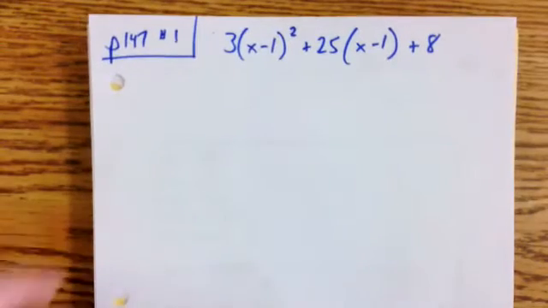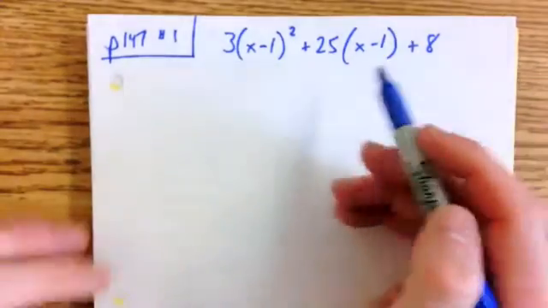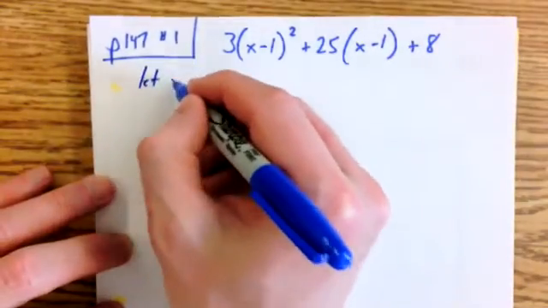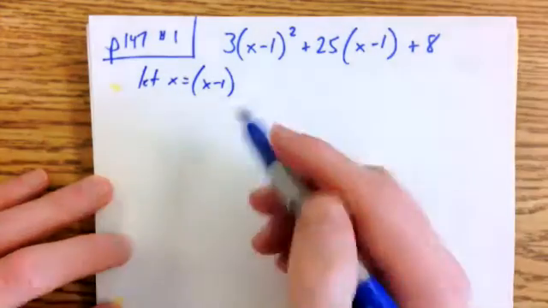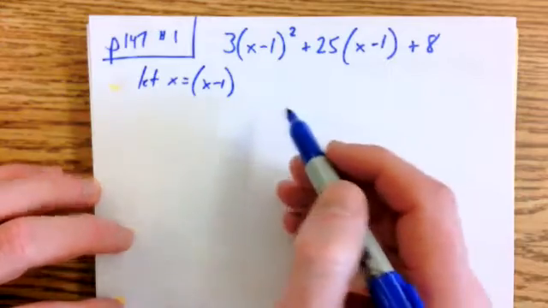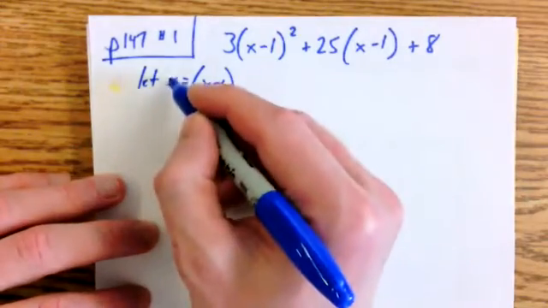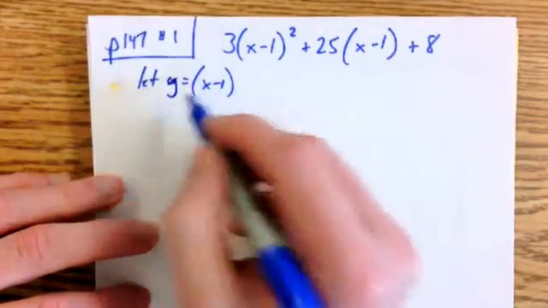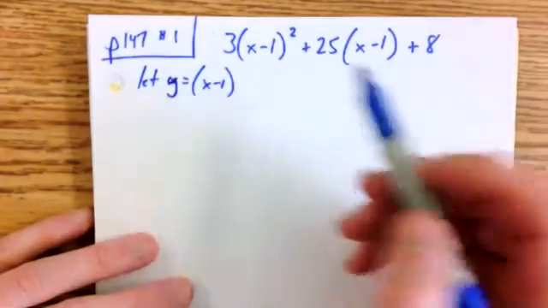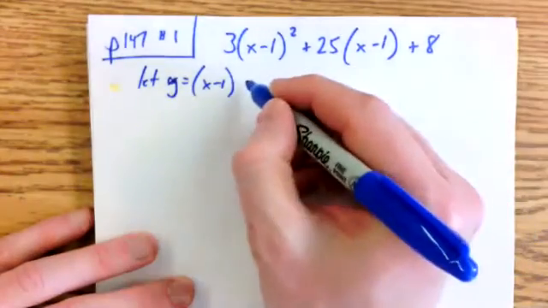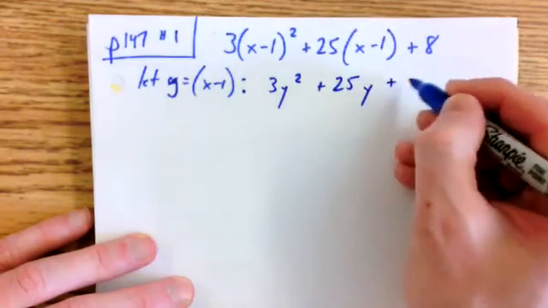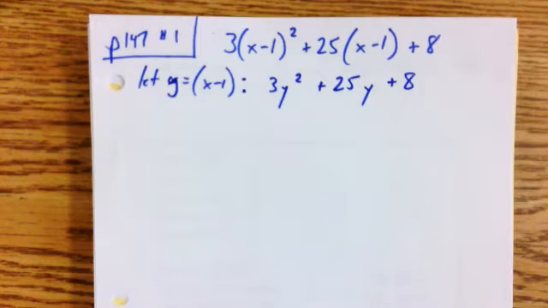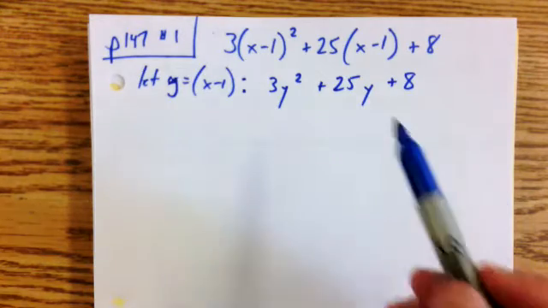All right. So this is the first example, 147, number 1. Factor this mess. What we're going to do is start by saying, let x equal x minus 1. Now, you purists out there might have an issue with this, so I'm going to change it to y, because how does x equal x minus something? So let's say y equals x minus 1, and we're going to say 3y squared plus 25y plus 8. Does that make sense?